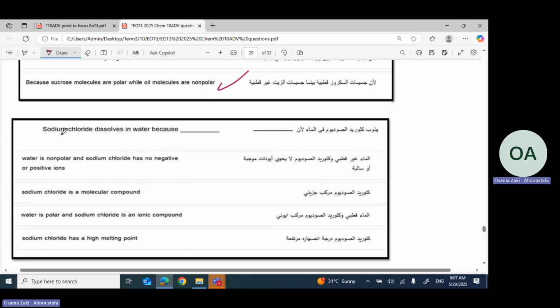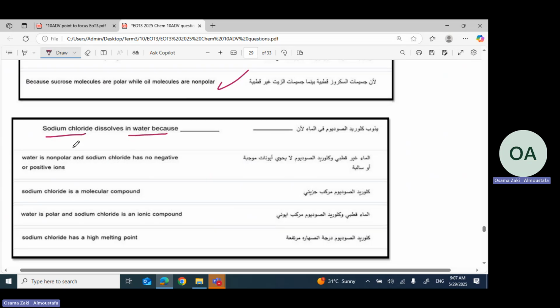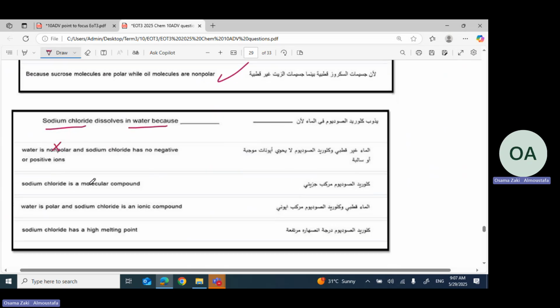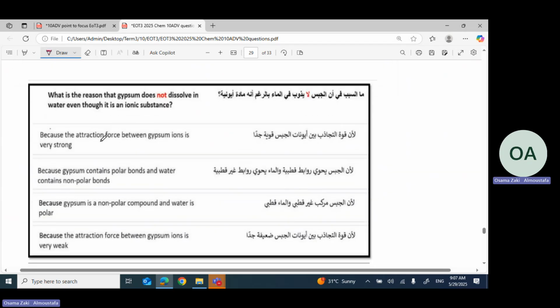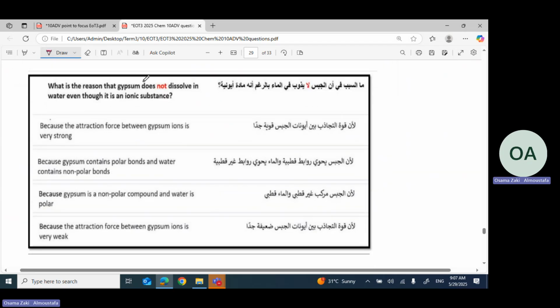Sodium chloride can dissolve in water because what? Because water is non-polar? No. Sodium is molecular? No. Water is polar? Yeah. Sodium chloride is ionic? Yeah, this is correct. Melting point? No. What is the reason gypsum doesn't dissolve in water, as I told you? Because of the strong attraction between ions.